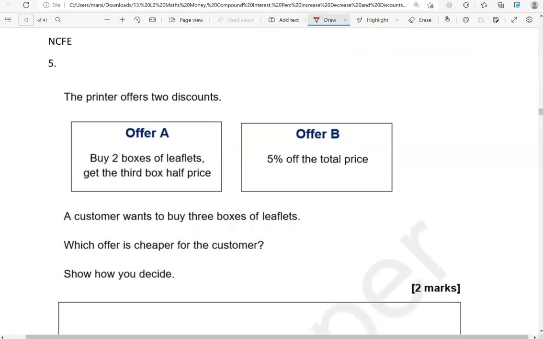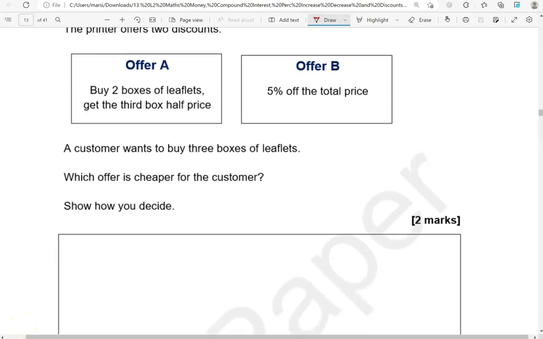The printer offers 2 discounts. Offer A: buy 2 boxes of leaflets, get the 3rd box half price. Offer B: 5% off the total price. A customer wants to buy 3 boxes of leaflets. Which offer is cheaper for the customer? Show how you decide. So with offer A, you pay for 2 boxes and you get the 3rd box free.